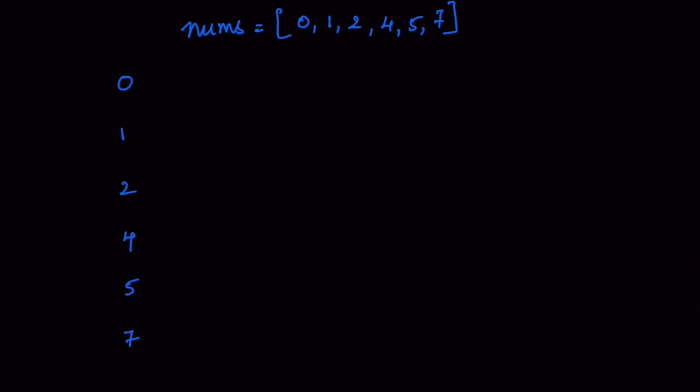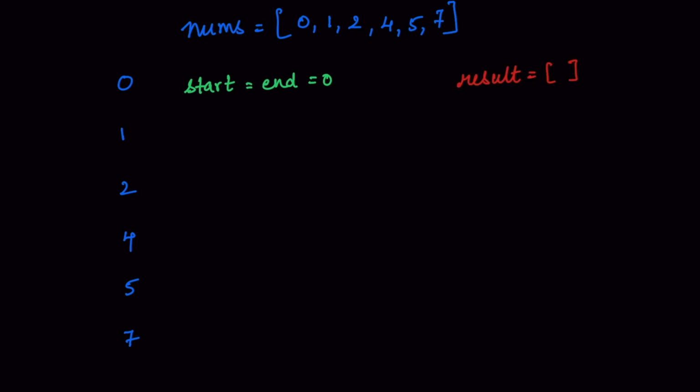For the purpose of explanation, let's consider our nums array to be 0, 1, 2, 4, 5, 7. For tracking the ranges, we will be using two pointers, start and end, which are used for tracking the start index and end index respectively. The result will be stored in the result array. Initially, we will initialize our start and end pointers to index 0, and our result list is going to be an empty list.